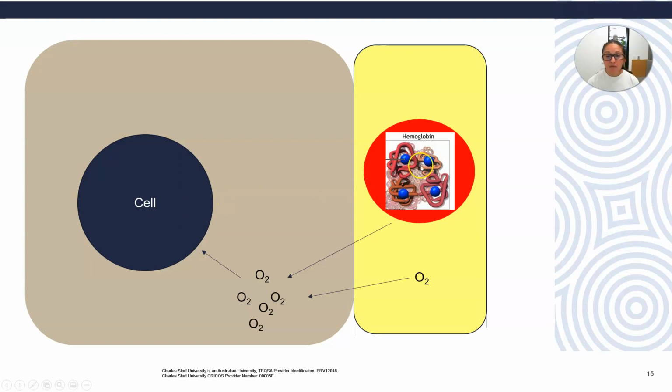The other way that we can carry oxygen, as we saw in the previous slide, is just as a gas diffused in the plasma. So it can just sit here, okay, and then we dump it into the interstitial fluid, and then from the interstitial fluid, we go into the cell. Happy days.